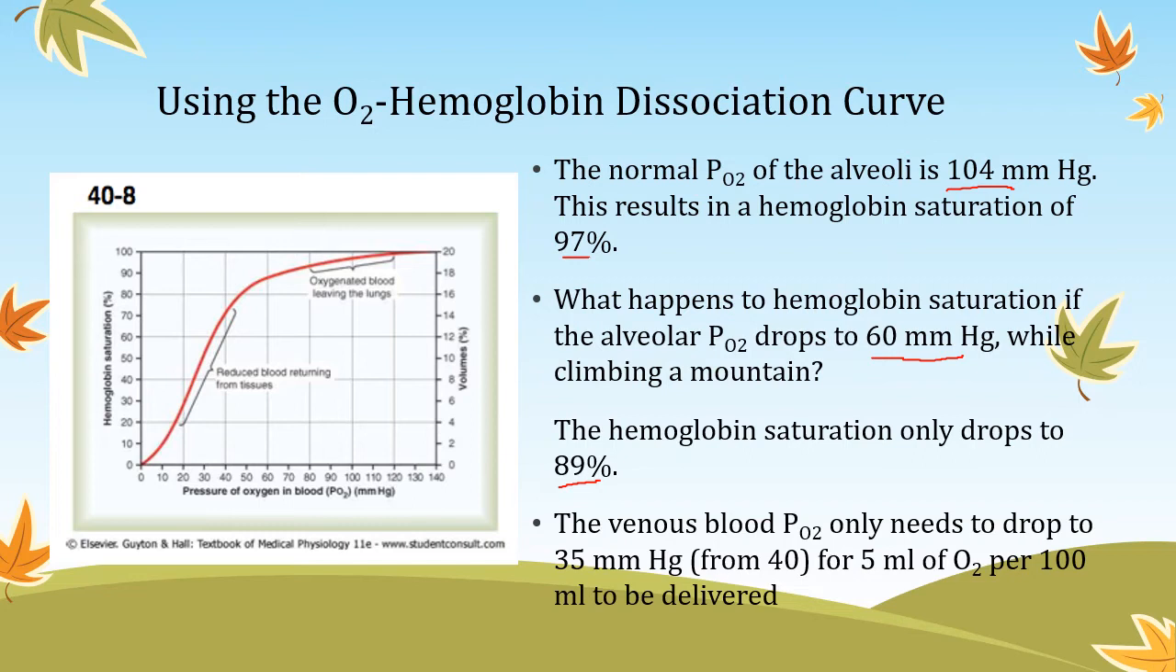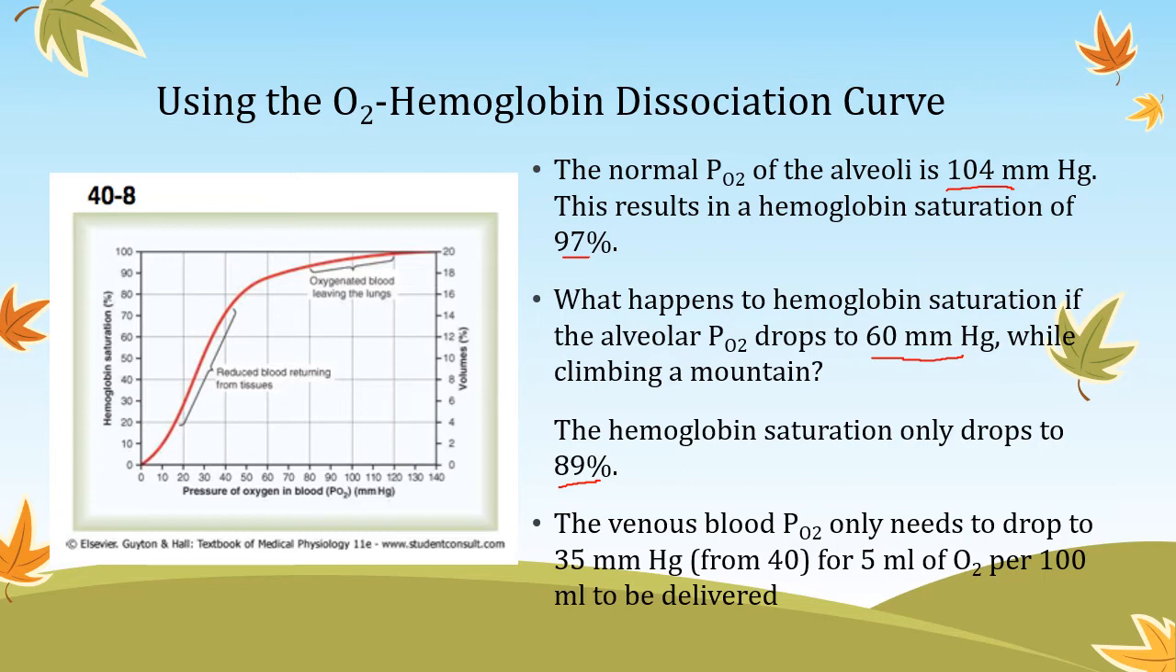So you can see that the difference in partial pressure from 104 to 60 is about 44 millimeters of mercury. It's a big difference, right? But if you look at the hemoglobin saturation, it drops to only about 89%, which means the difference in hemoglobin saturation is only about, let's see, 97 minus 89, about 8%.